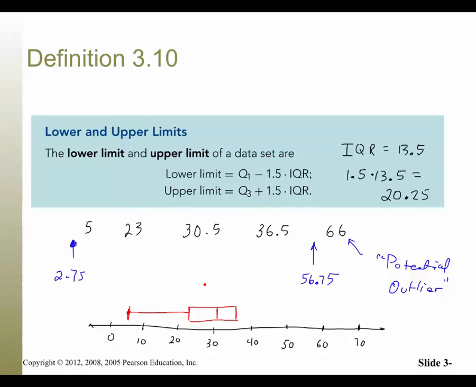Okay, but now for our upper whisker, we're not going to use the max. We're going to use the upper limit because we're going to show that that max is an outlier. So for the upper limit, we're going to do 56.75. And then we're going to show our outlier here. That thing is our outlier.